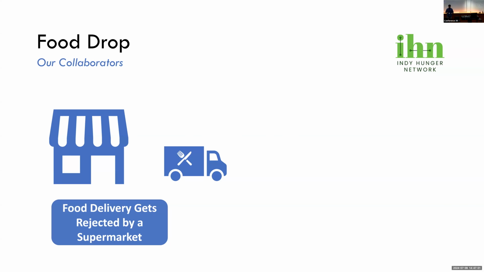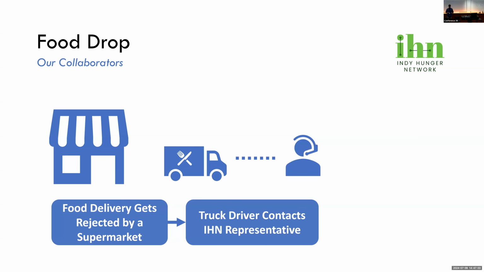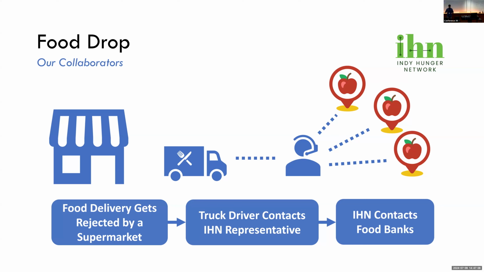So then the truck driver would contact a representative of Indie Hunger Network. And then the representative will start contacting one by one the available food banks until they find a food bank that can accept this food delivery. And then they match the truck driver to the food bank. However, this procedure is quite labor intensive for the IHN representative. And at the same time, as it happens with human decision making, the decisions were very skewed. Few of the food banks took most of the available resources.